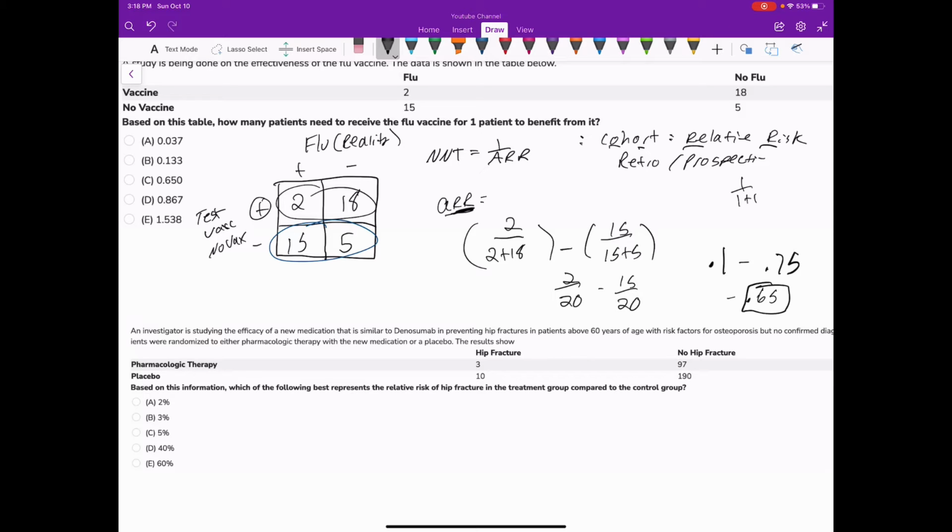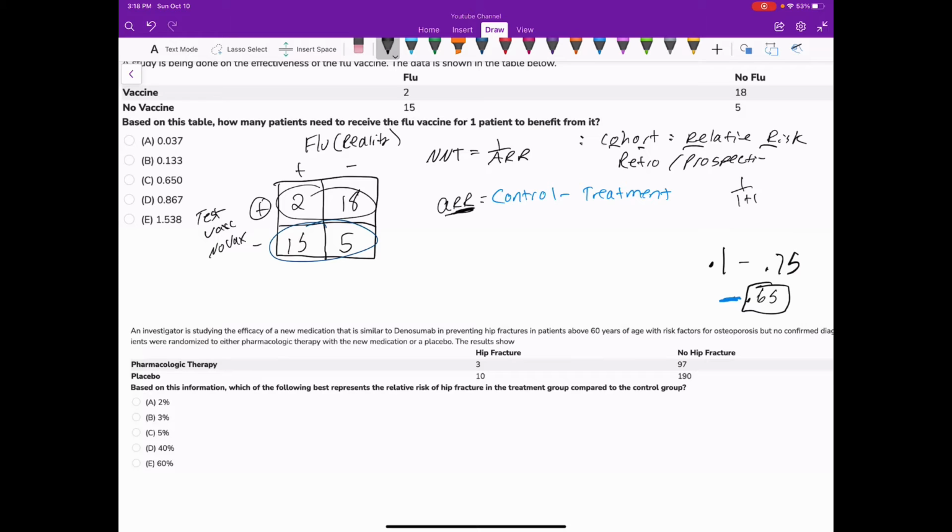How did I mess up? Okay, this is how I messed up. Let's do it in blue. What is ARR? It's going to be control minus what? Treatment. What did I do? I did treatment minus control. Damn. Okay, well, good thing I caught it because I saw a negative number. So, not too bad. Happens. Life sucks sometimes. Just going to restart.